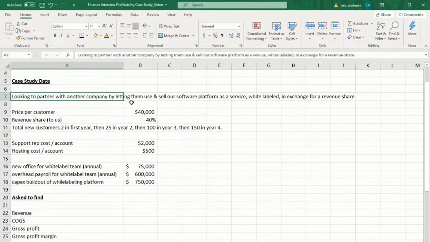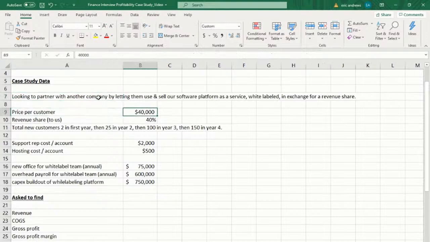So in this situation, we are a SaaS company. So we are some kind of software platform, and we sell our platform as a service. We are considering a partnership with another company. They want to use our software platform, white label it, meaning take our name off of it, and then sell it to their clients. So basically use our technology but sell it. And then what we would ultimately do is have a revenue share between the two of us. And we're trying to figure out if we think that is an interesting proposal and if we should move forward with it.